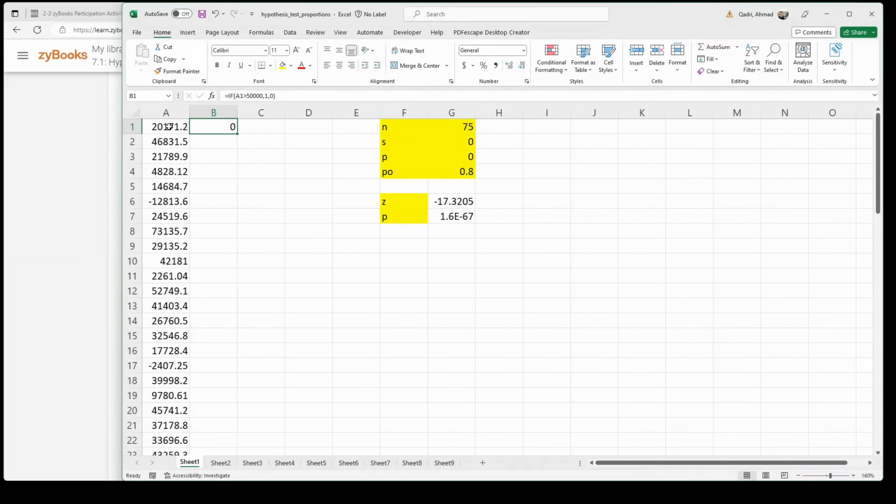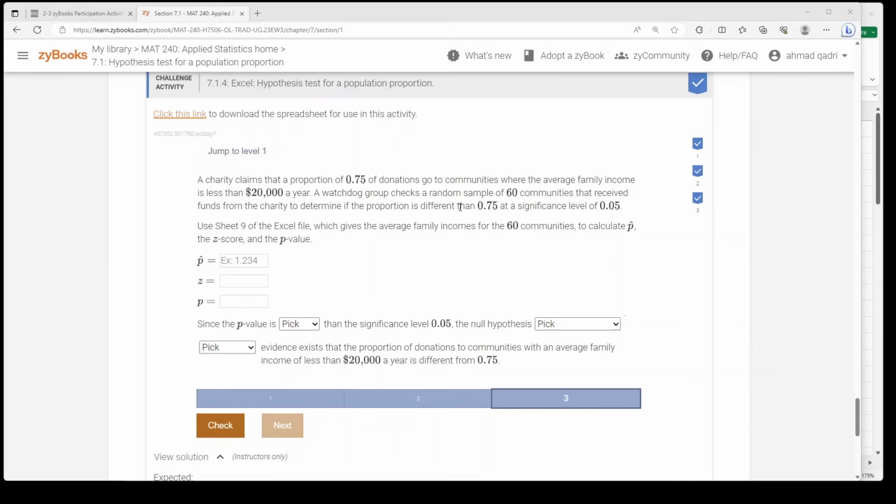The third question is very similar to the last two. A charity claims that a proportion of 0.75 of donations go to communities where the average family income is less than $20,000. So here, the proportion is defined with the sample size in the denominator, and the numerator is the number of instances where the average family income is less than 20,000. A watchdog group checks a random sample of 60 that received the funds, and they're interested to determine if the proportion is different than 0.75.